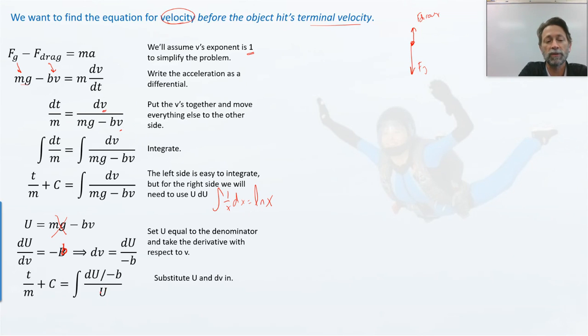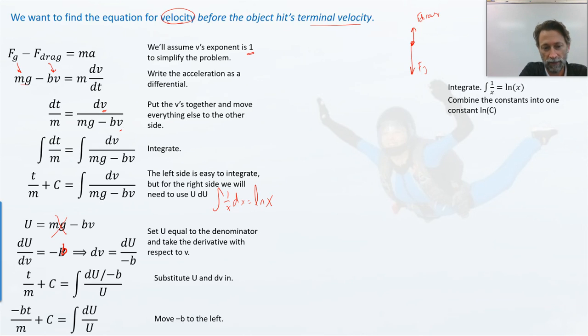So the denominator becomes u, the numerator becomes du over negative b, and then I can multiply both sides by the negative b to put it out because it's a constant. And then it technically multiplies into that constant also, but it's a constant, so I can just leave it written as a constant. Now I have this integral of 1 over u du, which essentially is this that we said earlier. So we can say that the negative b t over m is the natural log of the u value. Don't forget, it is also an indefinite integral, so I'm going to have to add a constant to it.